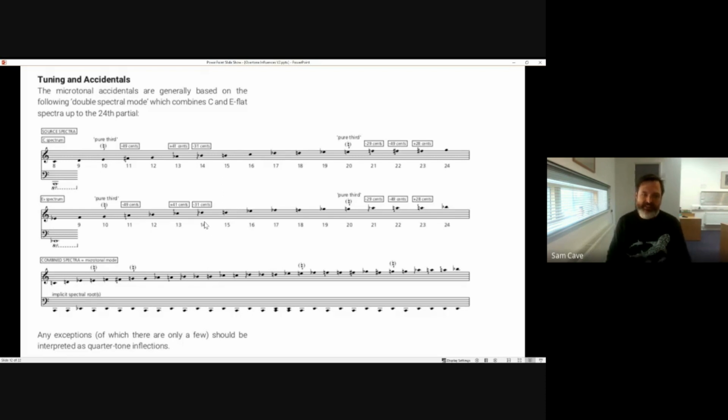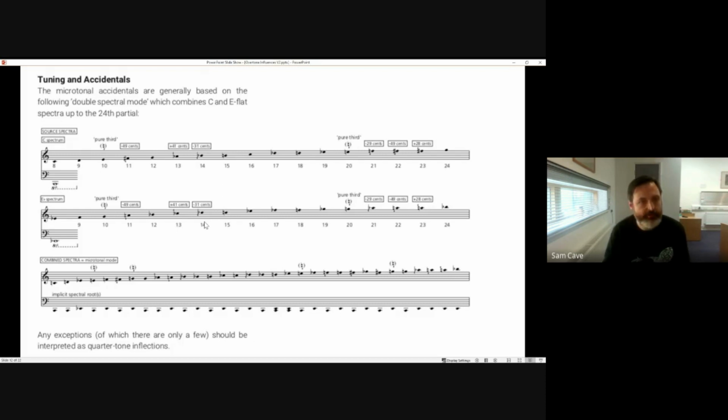And if you layer these 2 spectra together, you get a very, very large spectral mode, a microtonal mode, which is displayed in the third diagram at the bottom of the page. And underneath that third diagram, which is the spectral mode, you can see the sort of implied root of each one of the pitches in the mode and how it all fits together.